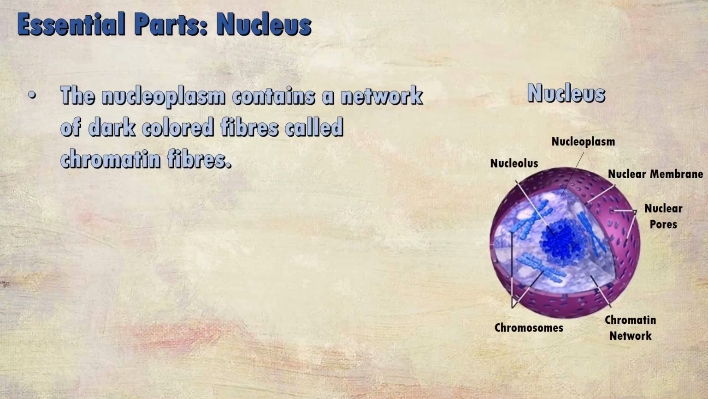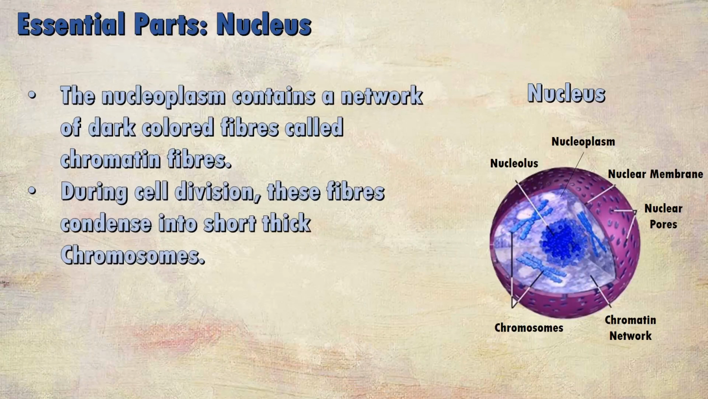The nucleoplasm contains a network of dark-colored fibers called chromatin fibers. During cell division, these fibers condense into short, thick chromosomes.